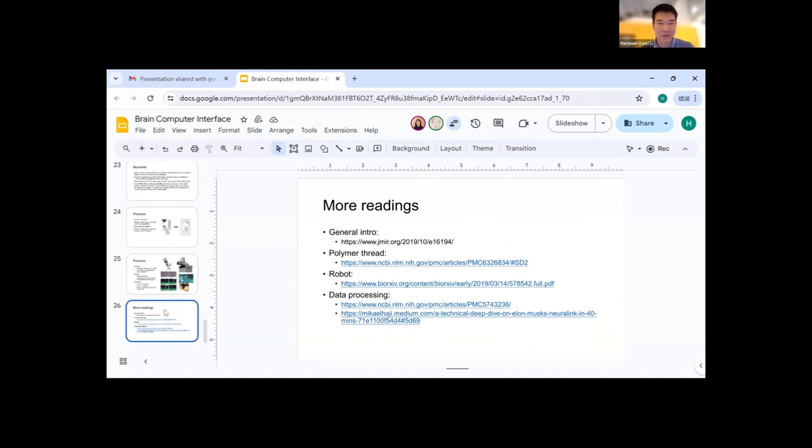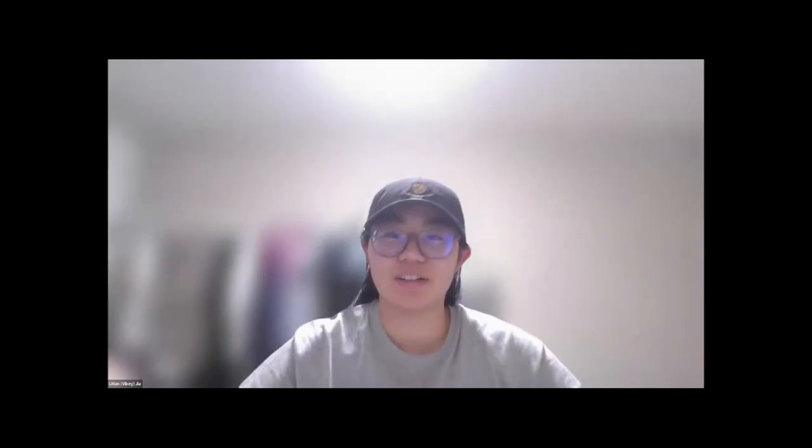好，然后就是一些这个 further reading，比如说第一个就是 A General Intro to the Products of Neuralink, which is written by Elon Musk, and also here are some detailed explanations and papers about the products like the polymer thread, robot, and also how the data is processed. So yeah, that's all the presenting. If there are any questions, just bring it up.